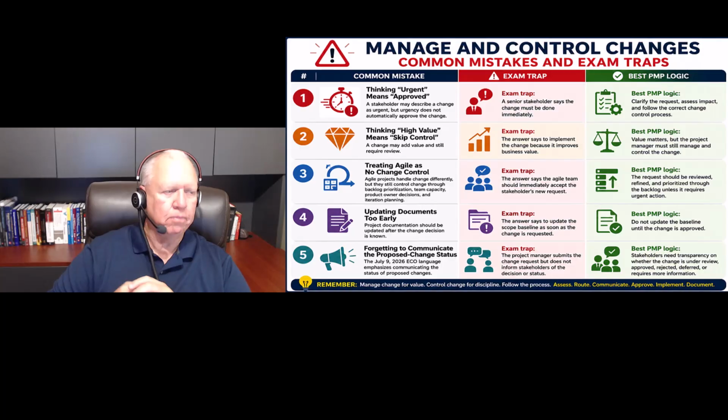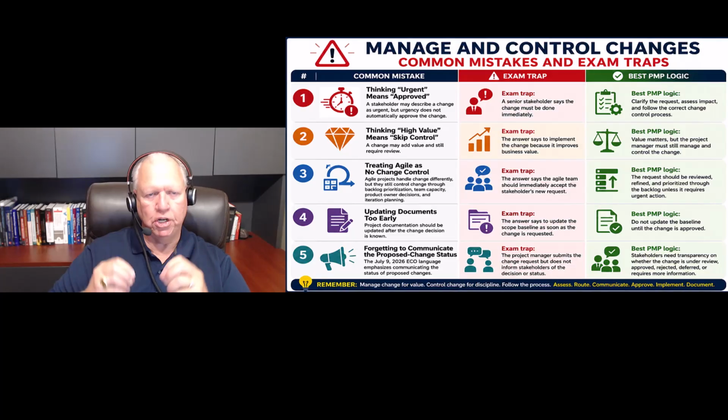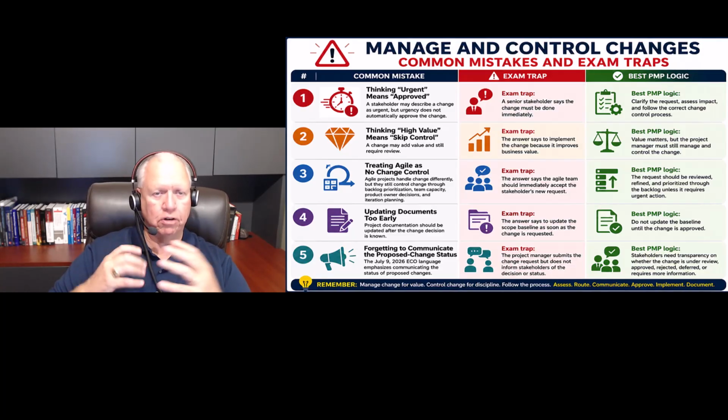Number 4, updating documents too early. So the exam trap is the answer says to update the scope baseline as soon as the change is requested, but the best PMP logic for this is do not update the baseline until the change is approved. That's a real tricky point on the test. It's not approved, they're going to catch you on that.